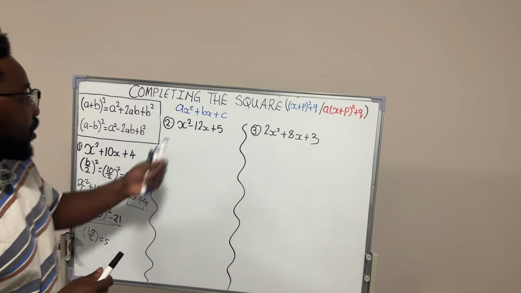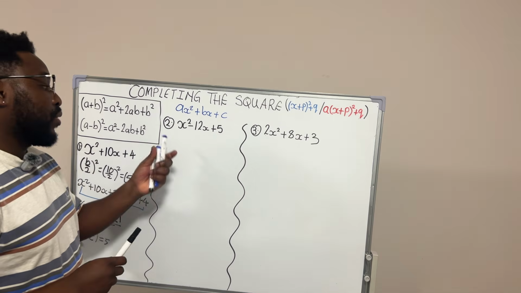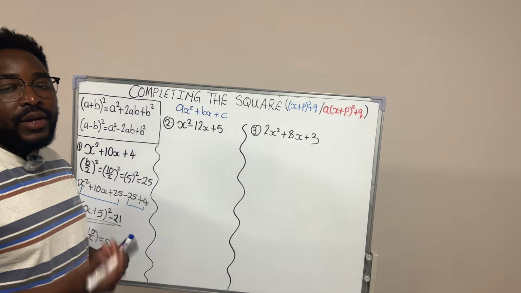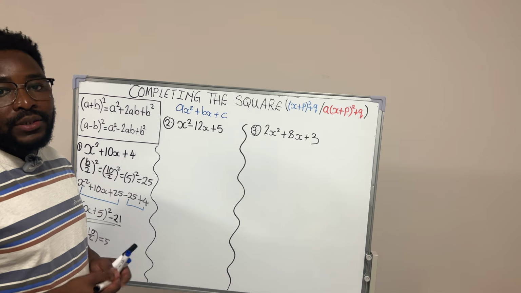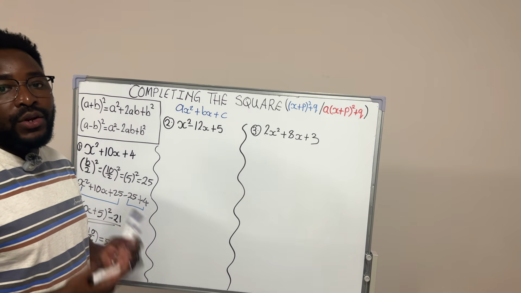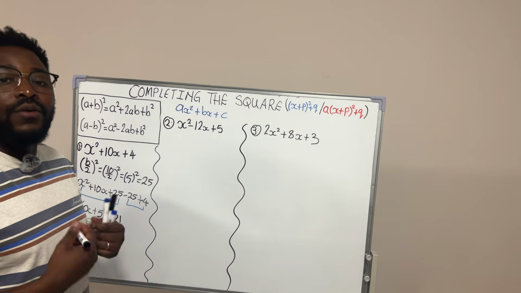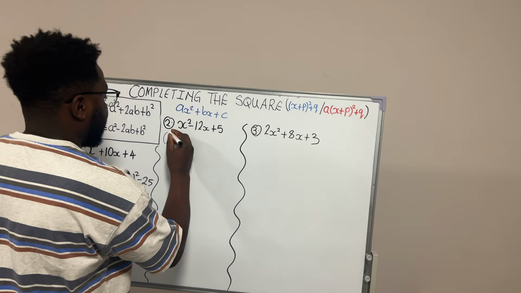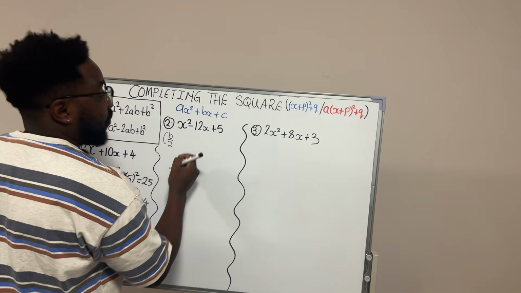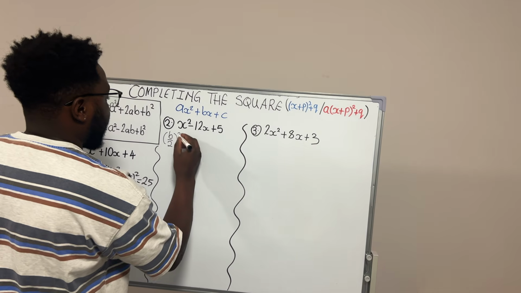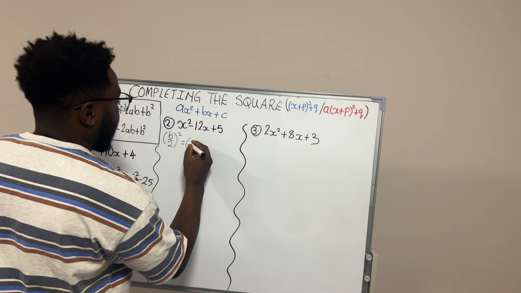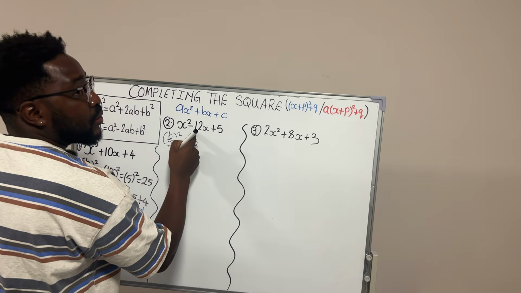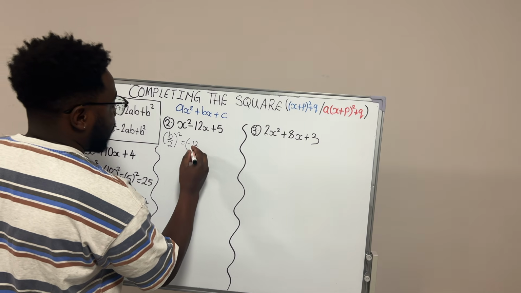If you look at question number 2, it also has a leading coefficient of 1, right? And what's the first thing that we have to do? We look for a number that we can add and subtract so we can create a perfect square trinomial while keeping the value of the expression, right? And how do we do that? We take the half of the x coefficient and then square it. And in our case, our x coefficient is negative 12.